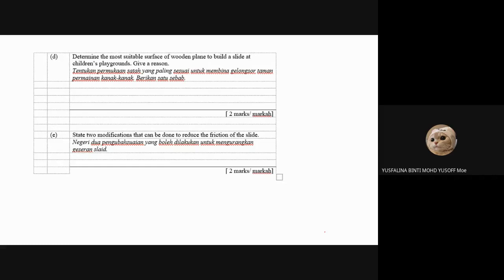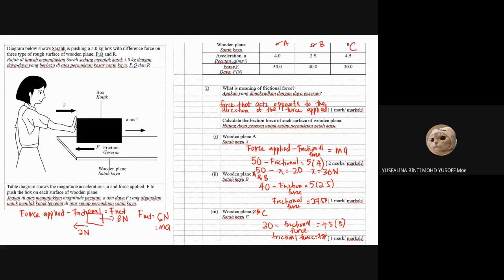This one I told you already, right? For question number 8, you have to choose. Determine the most suitable surface of wooden plane to build a slide at children playgrounds, and you have to give a reason. So which wooden plane is suitable for you to choose? A, B, or C? Anyone? Which one you have to choose?